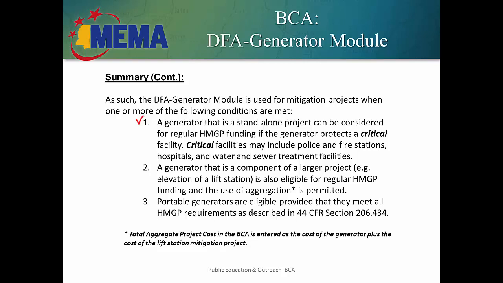1. A generator that is a standalone project can be considered for regular HMGP funding if the generator protects a critical facility. Note that critical facilities may include police and fire stations, hospitals, and water and sewer treatment facilities. 2. A generator that is a component of a larger project, for example, the elevation of a lift station, is also eligible for regular HMGP funding and the use of aggregation is permitted. And 3. Portable generators are eligible provided that they meet all HMGP requirements as described in 44 CFR Section 206.434.